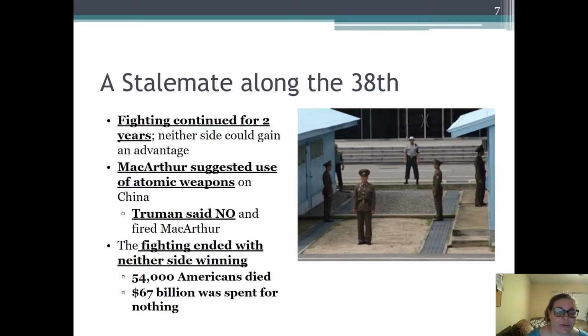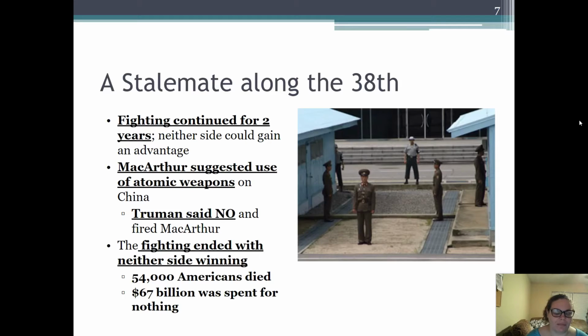Fighting is going to continue for 2 years. Neither side could gain an advantage over the other. Now, MacArthur very loudly said that we should nuke China. We should drop an atomic weapon on China. Truman says, are you crazy? No, we're not doing that.